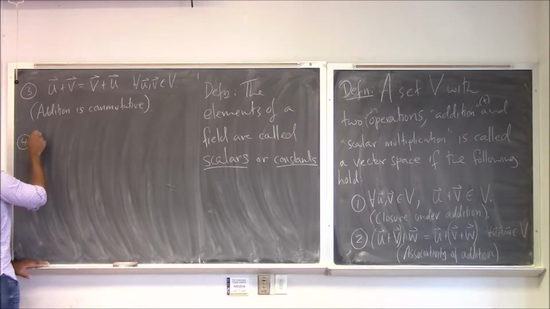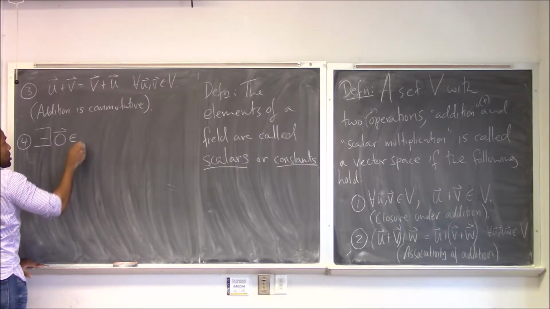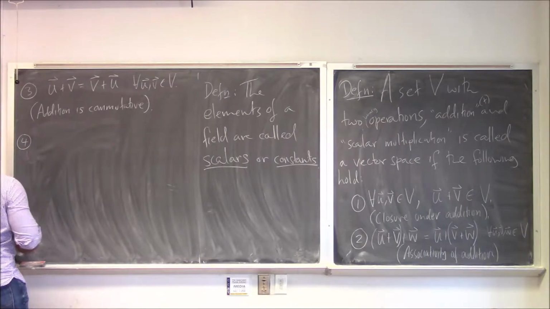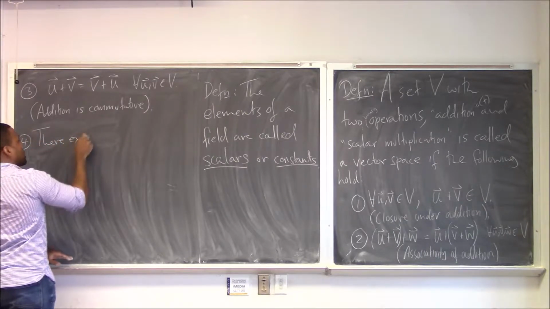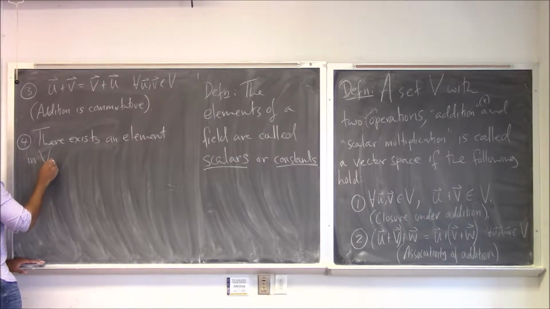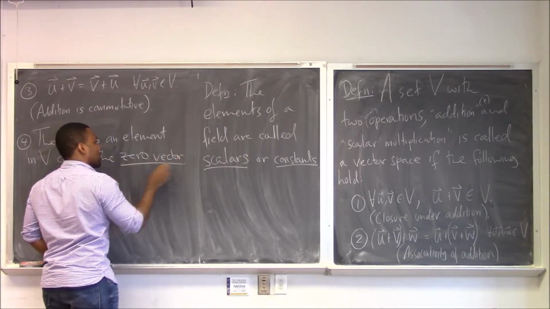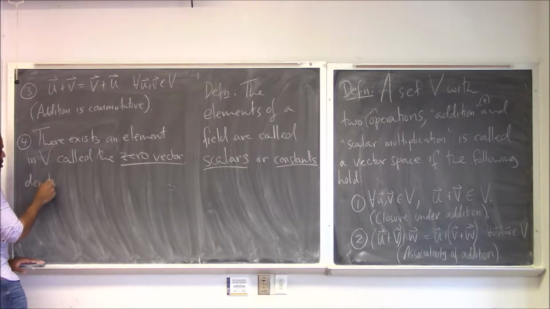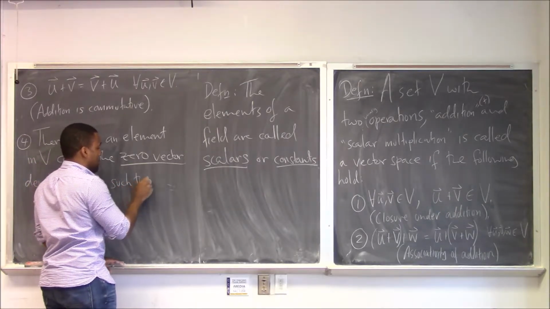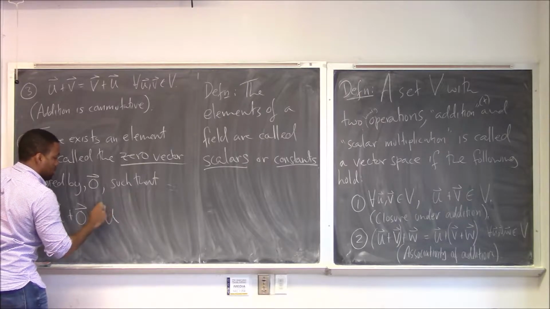Four, there exists a zero in V. That is, let me write this down. There exists an element in V called the zero vector, and denoted by this symbol, such that if I take U plus 0, I get U.